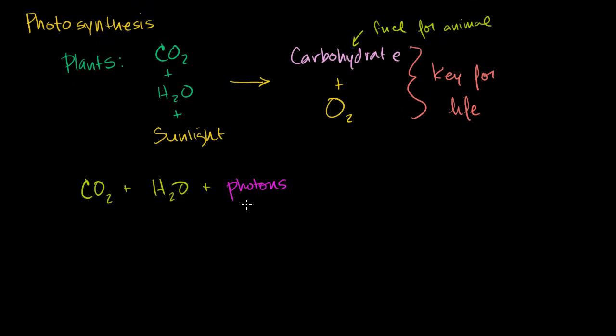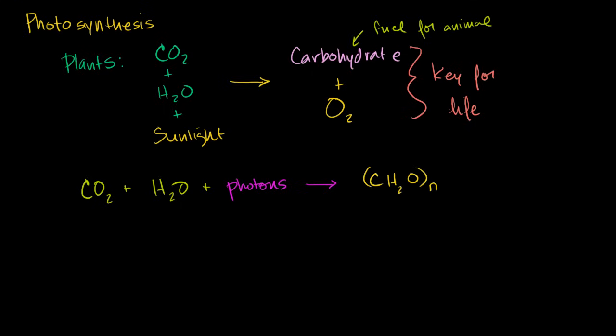But that excited electron goes to a high energy state, and as it goes to a lower energy state, we're able to harness that energy to produce ATPs, and you'll see NADPHs, and then those are used to produce carbohydrates, but we'll see that in a little bit. But the overview of photosynthesis, you start off with these constituents, and then you end up with a carbohydrate. And a carbohydrate could be glucose, doesn't have to be glucose. So the general way we can write a carbohydrate is CH2O.